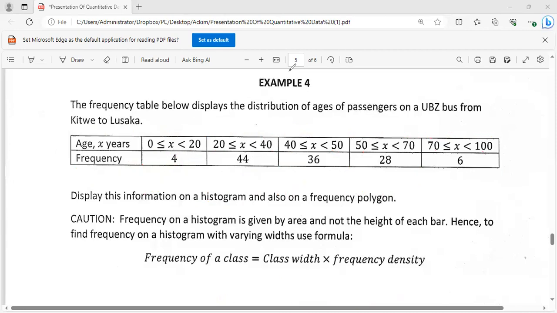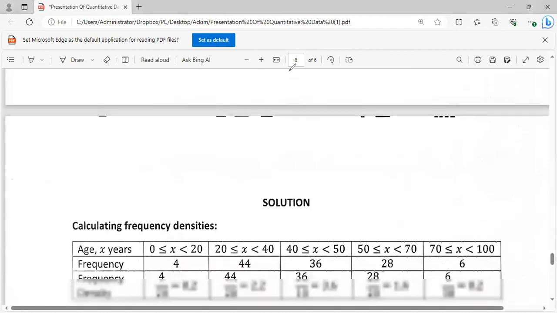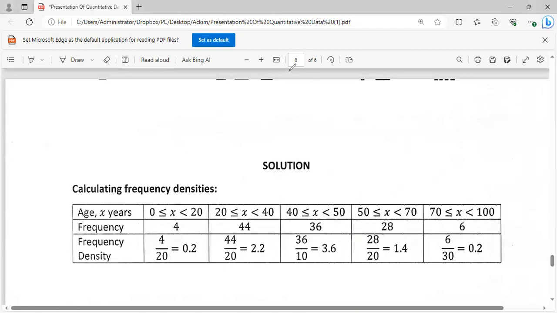Okay, so having done that, now they wanted us to do the table that we were doing, the frequency density.